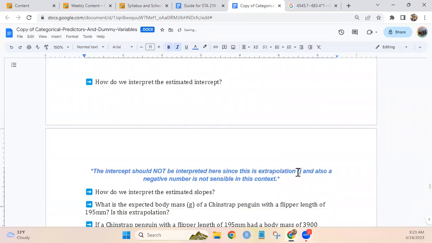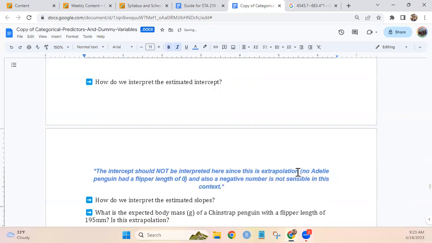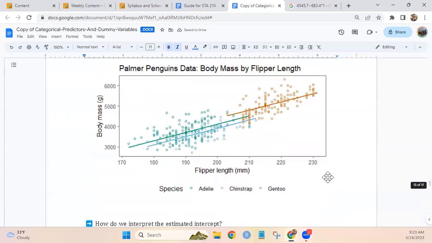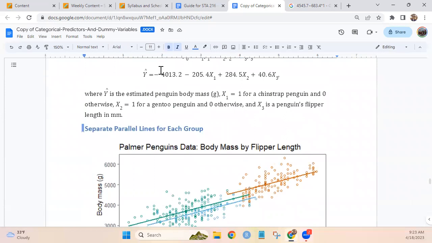So we'll say that no Adelie penguin had a flipper length of 0 millimeters in this data. And also, even if it was in the scope of the data, sometimes you can get negative numbers, even if it's not extrapolation, in which case you shouldn't interpret it. You would just say, oh, it's negative, so the predicted value is not sensible in this setting.